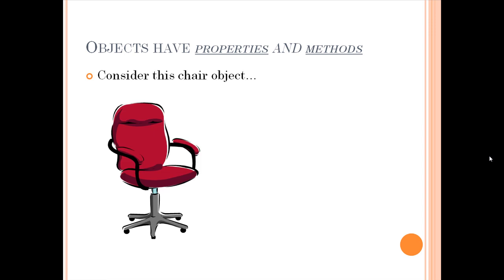Okay, anytime you open up a textbook that deals with object-oriented programming, you're going to read a sentence like this: objects have properties and methods. So what does that mean? Let's talk about properties first, okay? Let's think about this chair, this office chair. This chair has certain properties, and the programming definition as well as the real-life definition are very similar.